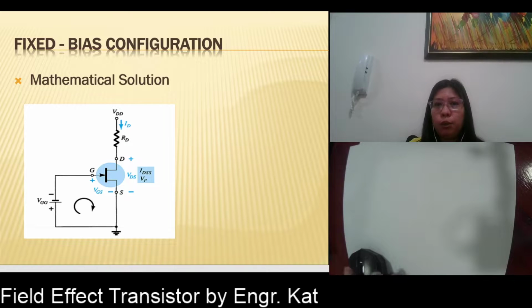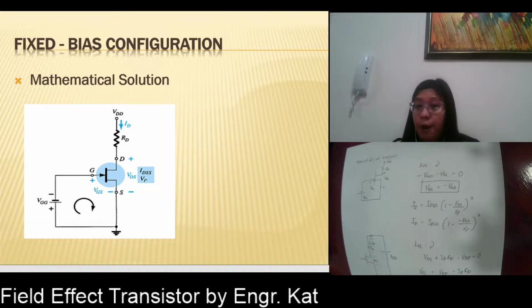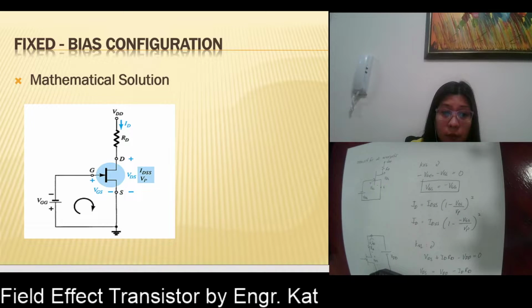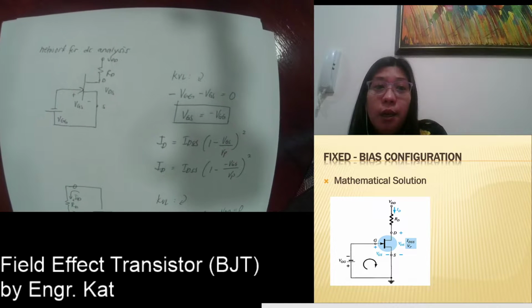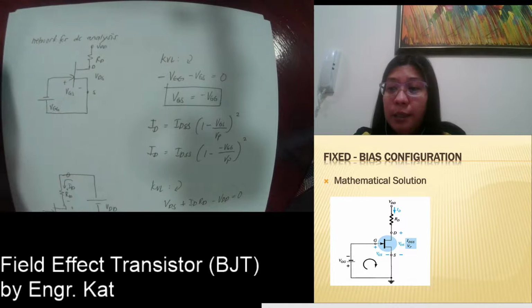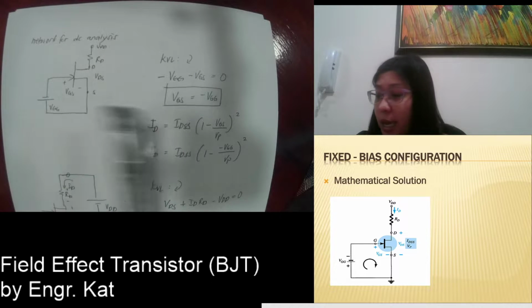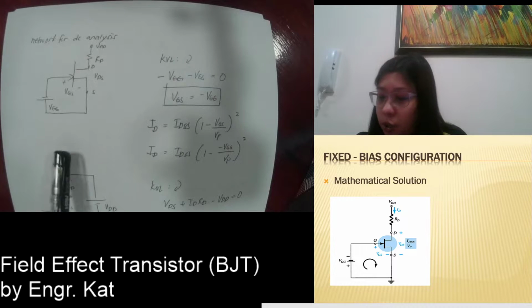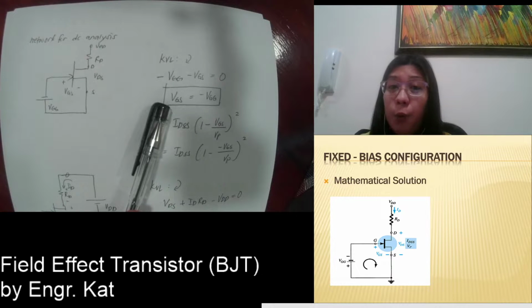Okay, what we are going to do here is apply KVL. I have prepared your solution here. I have here the network for your DC analysis. This is your VGG, and this is your VGS. Applying a clockwise rotation for KVL here, I will have negative VGG minus VGS equals 0.